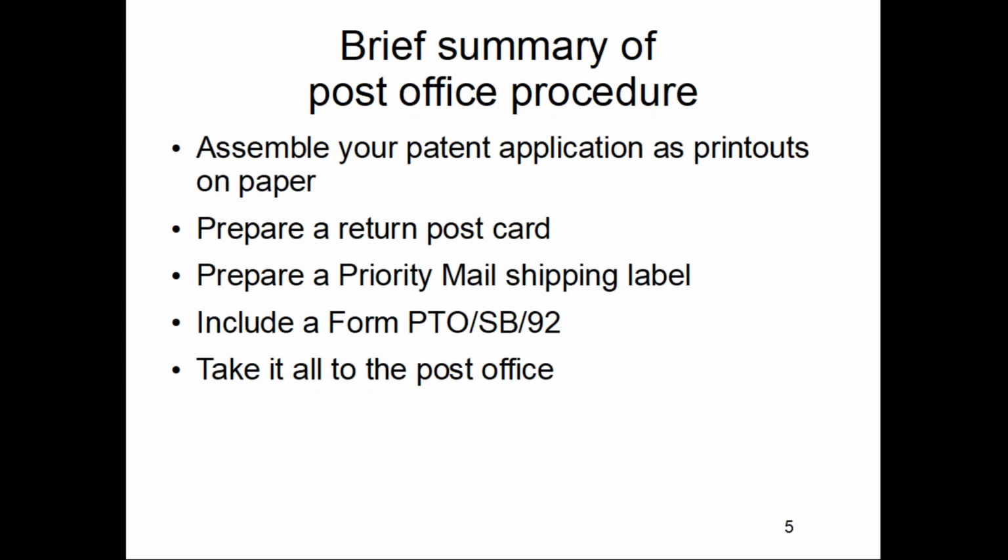You don't absolutely have to do a shipping label. You could use a handwritten address, P.O. Box 1450, and so on. But I think for most of us, what we would prefer is to use a priority mail shipping label, which includes a tracking number. In the package, I would also include, well, you must include Form PTO SB 92 or its equivalent. We will talk about that in a minute. That is the Certificate of Mailing or Certificate of Faxing, Form SB 92.